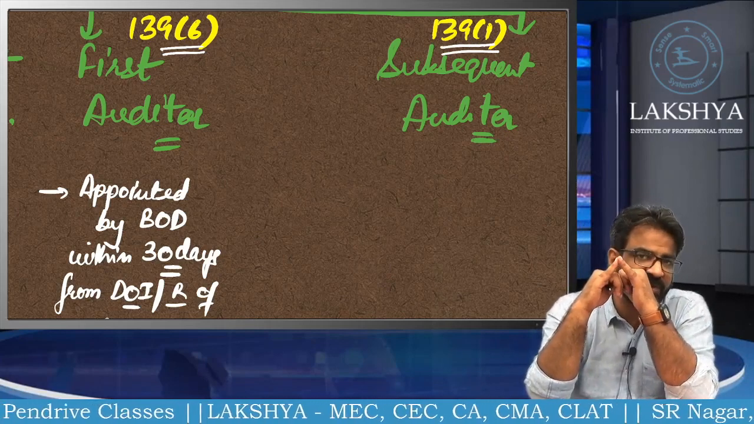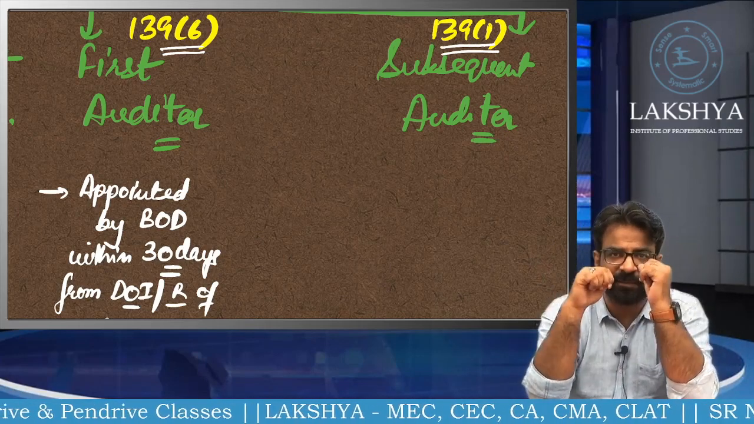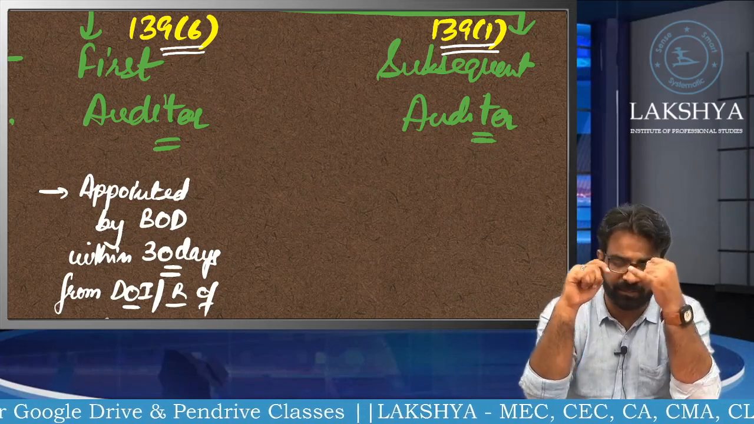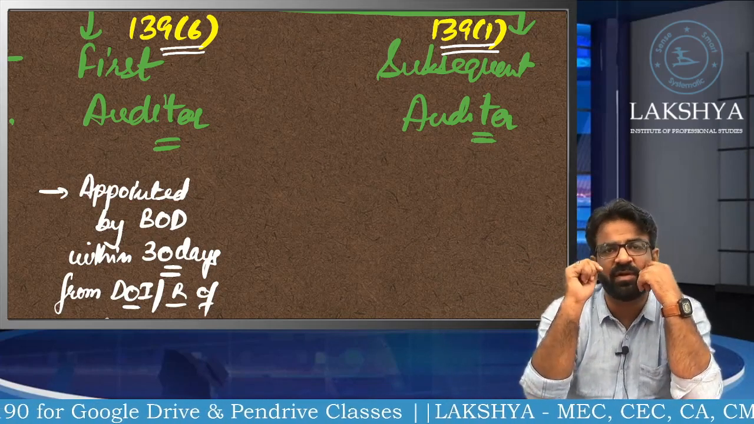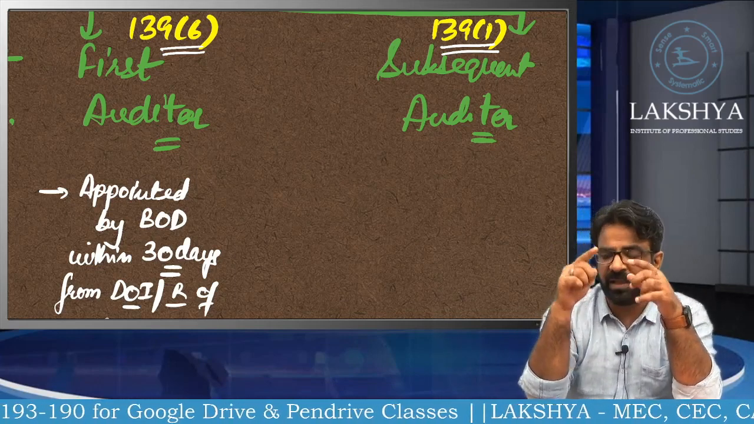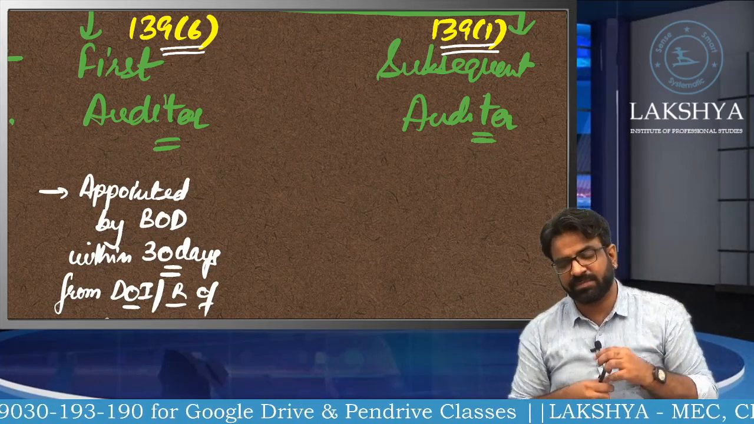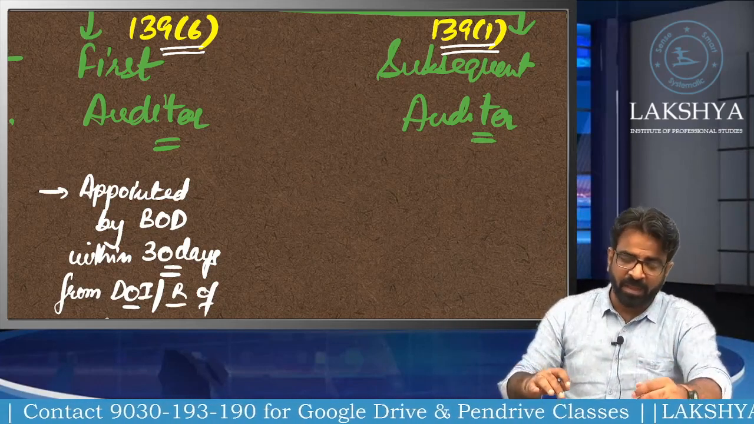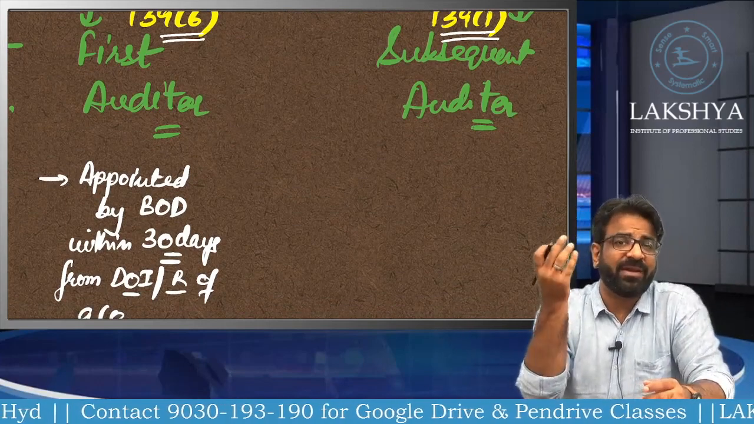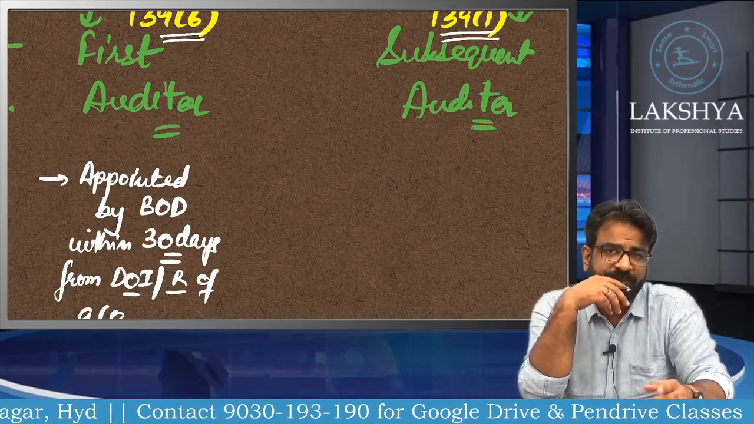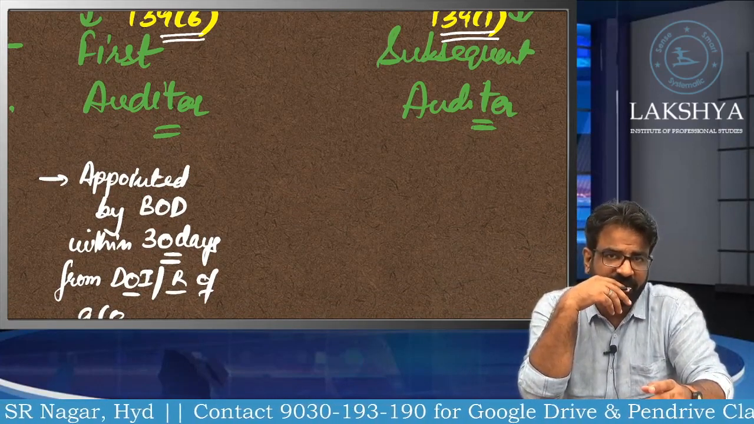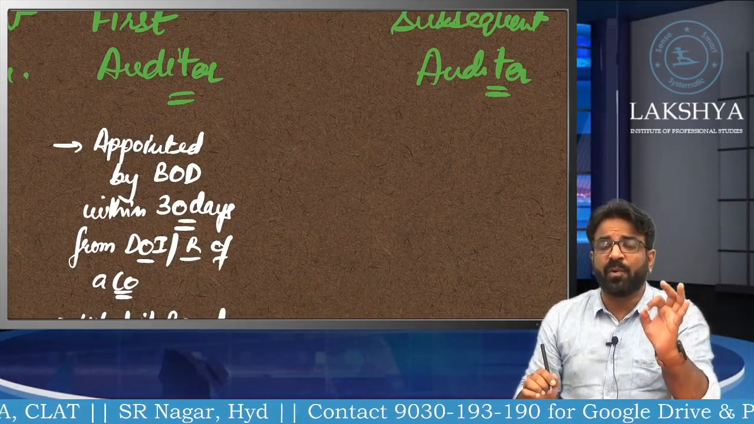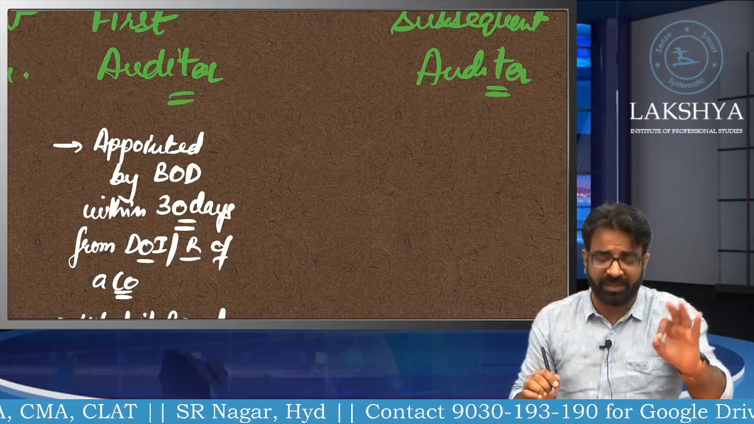So tell me, 139 subsection 7 is for the first auditor of a government company. 139 subsection 5 is for the subsequent auditor of a government company. 139 subsection 6 is for the first auditor of a non-government company, and 139 subsection 1 is for the subsequent auditor of a non-government company. Now, what do you mean by subsequent auditor? Every auditor after the first auditor is known as the subsequent auditor, right?